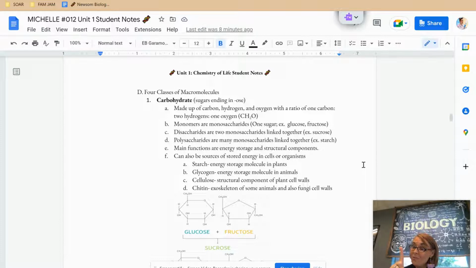So let's go through the things that we need to know about carbs. What it's made of. Carbs are carbohydrates, which are carbon, hydrogen, and oxygen, and they're always going to be in a 1 to 2 to 1 ratio. You guys are probably familiar with hearing the term glucose. Glucose is C6H12O6, following the 1 to 2 to 1 ratio.